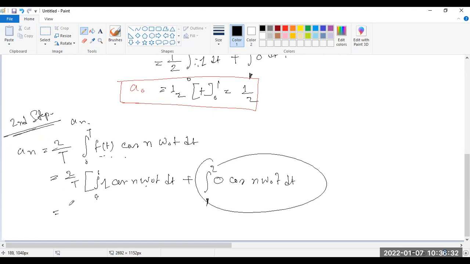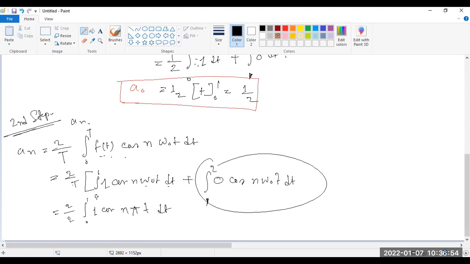So we can put the value. Here 2t equal to 2, that is 0 to 1, that is 1, cos n omega equal to pi, omega equal to pi, and t, and this is dt. This part is 0, so it is integrable.